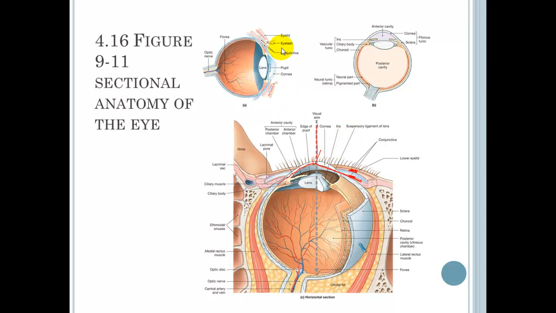And then you have the vascular tunic, which is here. It includes the iris, or the opening, the ciliary body, which is going to adjust the lens, and then the choroid, which will supply blood vessels and nutrients for the posterior cavity and also assist in producing the vitreous humor, which is in here.